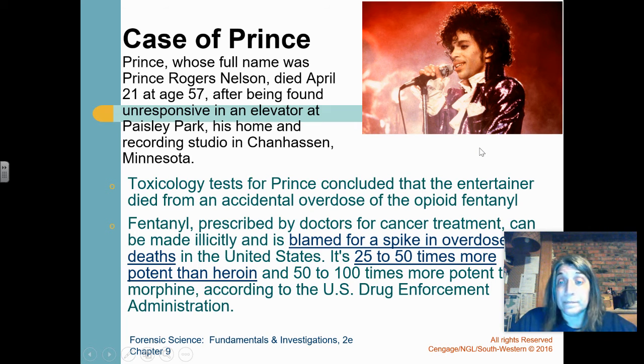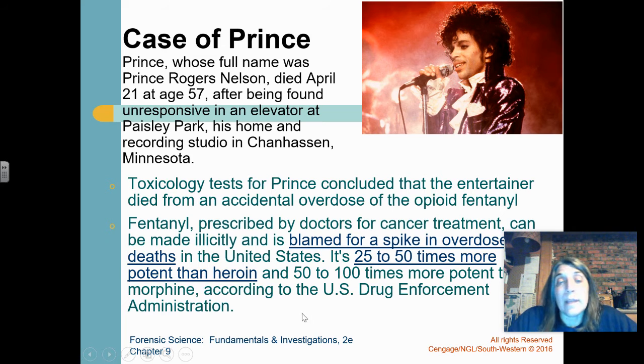Prince, another one, fentanyl, with this time an accidental overdose of an opioid. We know that there are so many addictions to opioids. His full name, just an FYI, was Prince Rogers Nelson. He was 57, and he was found unresponsive in the elevator at his Paisley Park home in Minnesota. So apparently he had an elevator. The toxicology test for Prince concluded that the entertainer died from an accidental overdose of the opioid fentanyl.